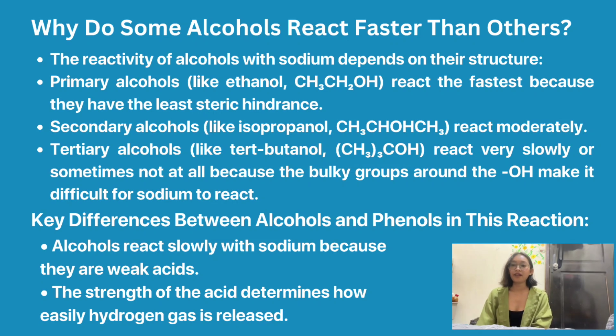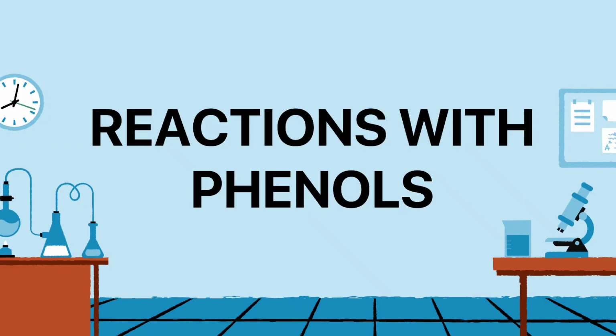Then here are the key differences between alcohols and phenols in this reaction. Alcohols react slowly with sodium because they are weak acids. So the strength of the acid determines how easily hydrogen gas is released. So let's move on to the reaction of phenols.